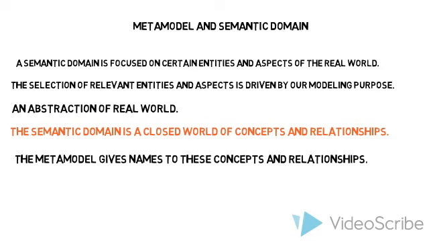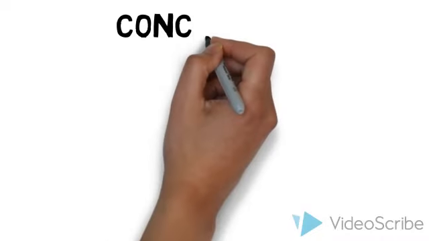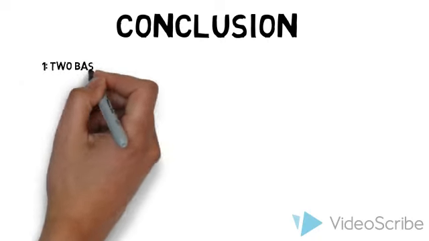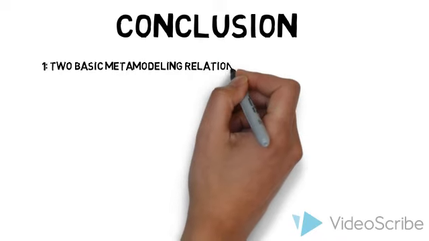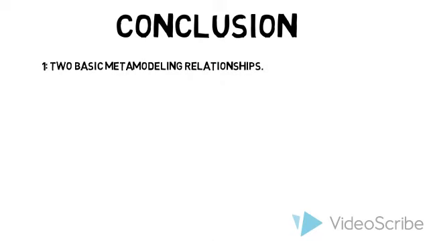Now, let's move to our last and final part, which is the conclusion, what we have learned so far in this video. The two basic metamodeling relationships, in which we see that a model represents a system and conforms to a metamodel. A metamodel is a special kind of model that represents the abstract syntax of a modeling language and conforms to a metamodel.